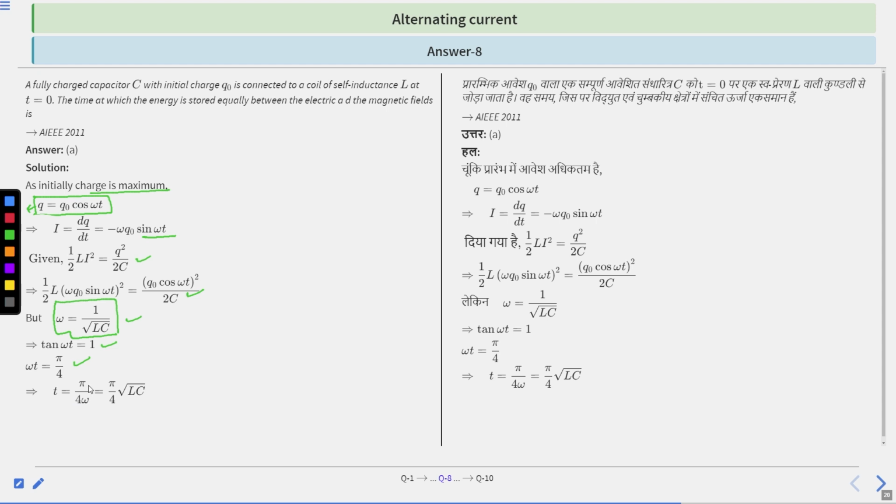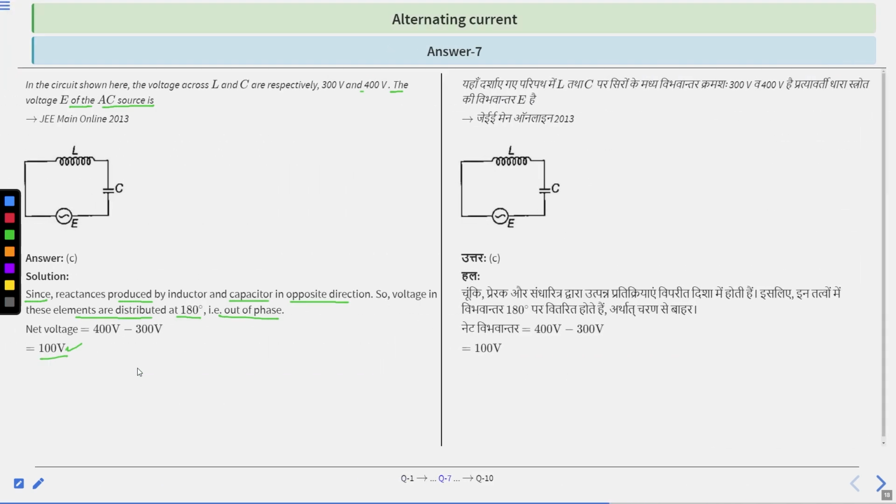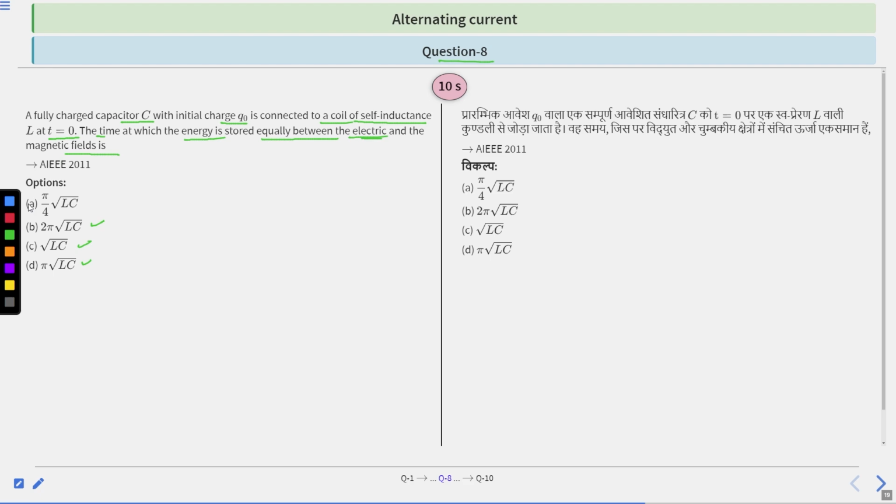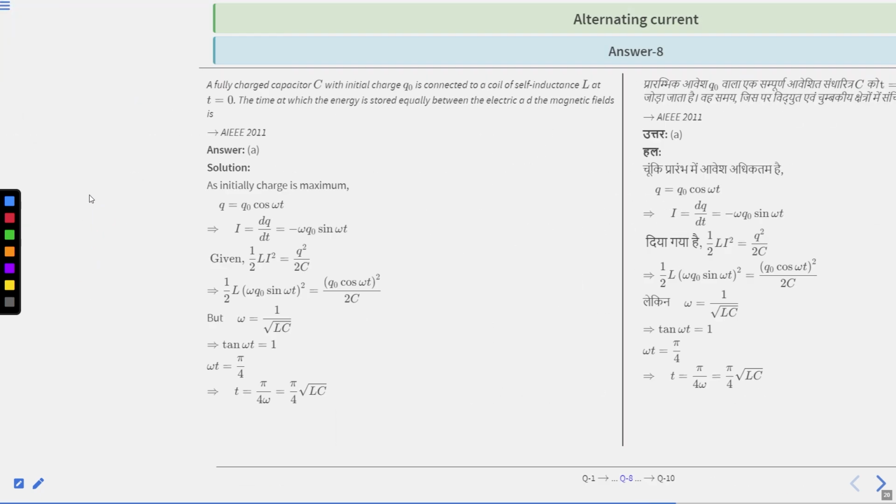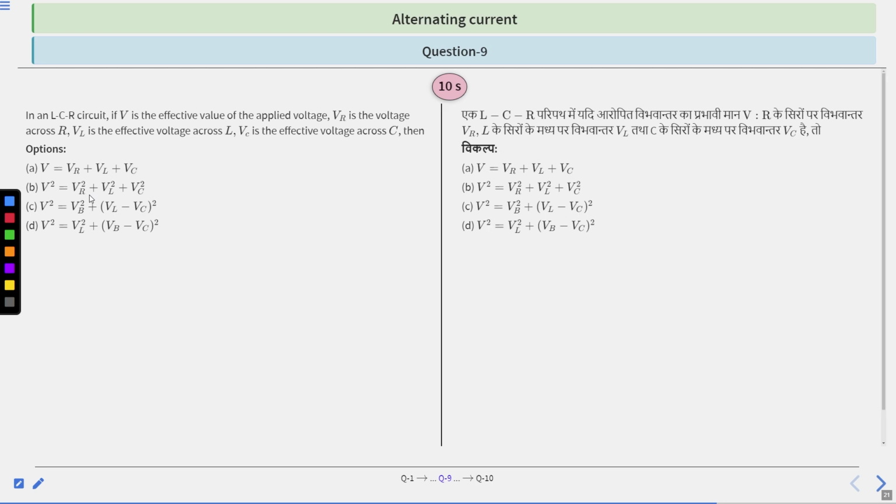So t equals pi divided by 4 omega, which is equal to pi by 4 multiplied by under root LC. So this is the correct answer: pi by 4 under root LC. Clear? So option A is correct. Clear? Next question. Question 9.